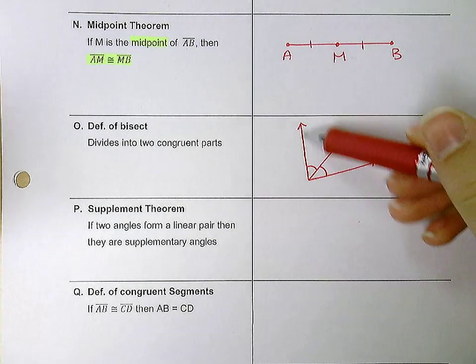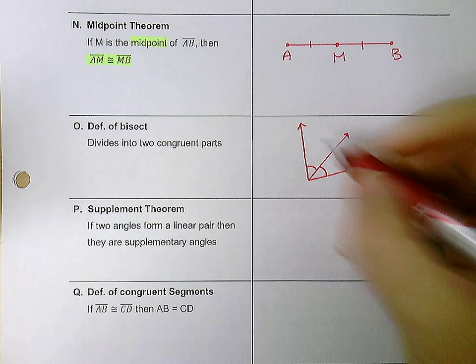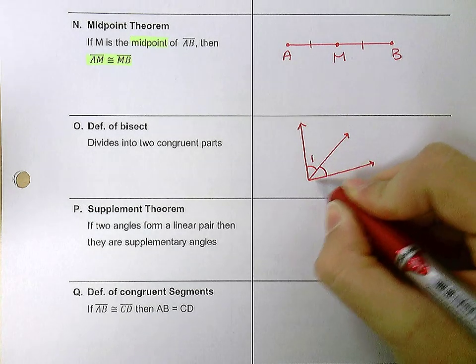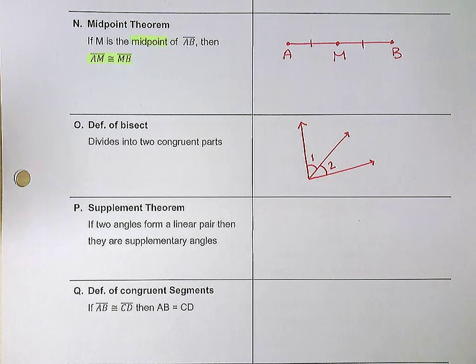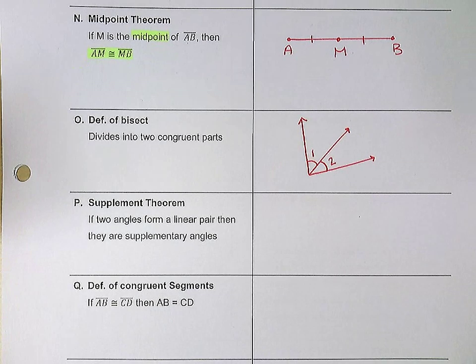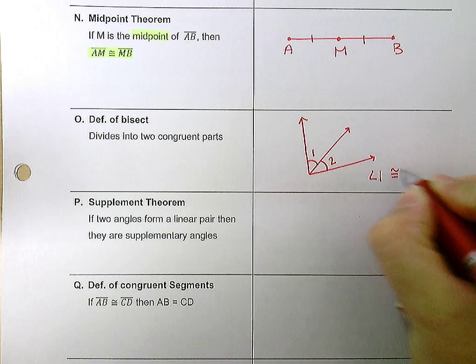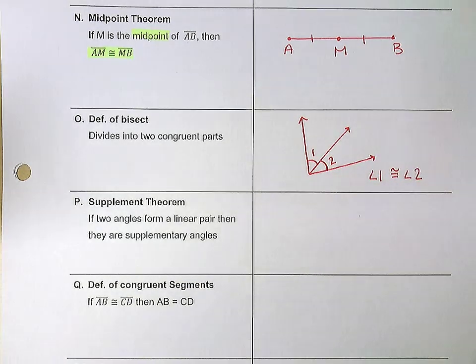This smaller angle here, I'm going to label as angle 1. And this smaller angle here, I'll label as 2. I would say that those two angles are equal or congruent. So I could say angle 1 is congruent to angle 2. That ray split it into two equal parts.